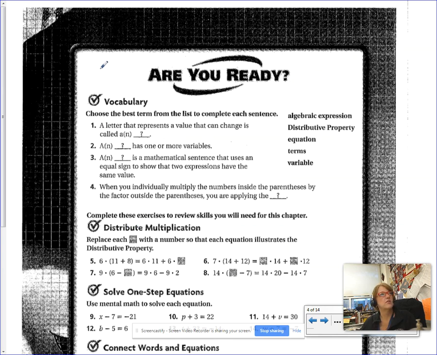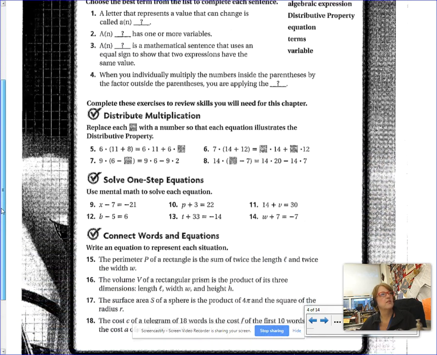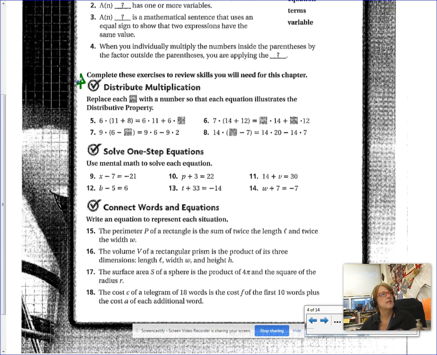So I need you to turn to this part here. And all we're going to do here is just jump into practicing distributive property. Okay, so here's what this problem says. 6 times 11 plus 8 means 6 times the 11 and 6 times 8. Yep. 7 times 14 plus 12 means you take 7 times 14 plus 7 times the 12, and so on. Okay, getting that? All right, jump to the next page.